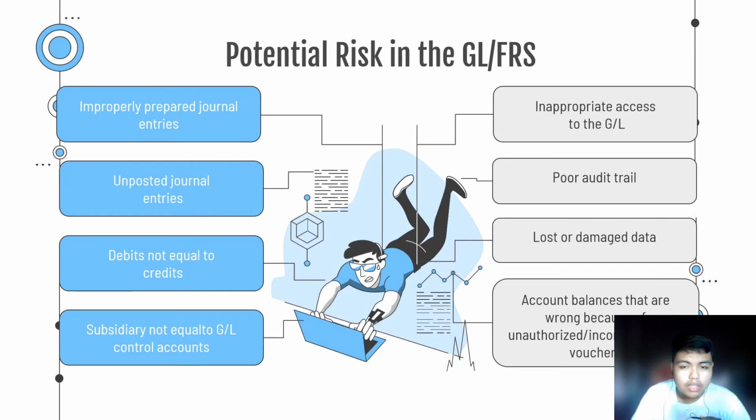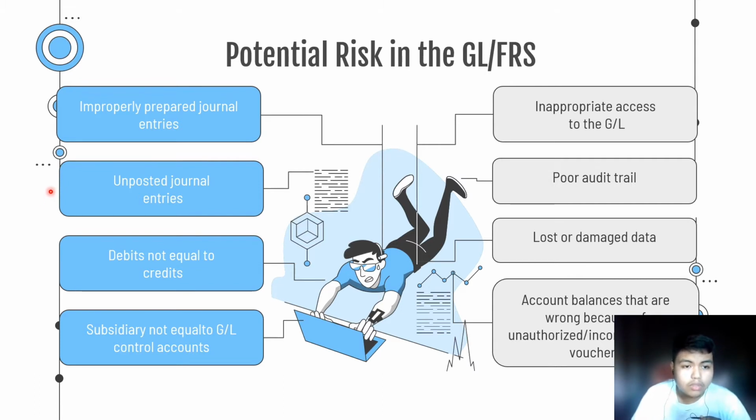So, in the general ledger or financial reporting system, may mga potential risks tayo na may encounter during the process. So, first one is improperly prepared journal entries. So, para ma-counter to, dapat chine-check ng maayos yung mga journal entries and dapat tama din yung nakalagay sa journal vouchers. The next potential risk is the unposted journal entries.